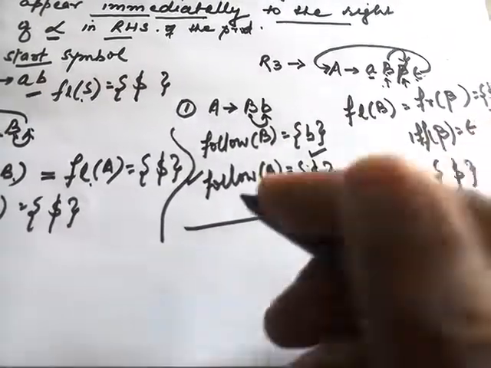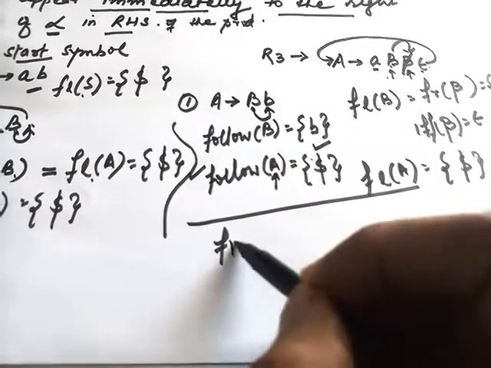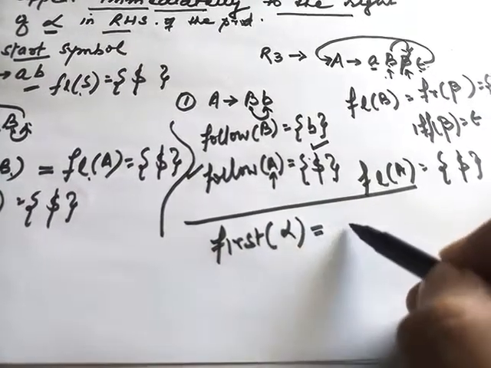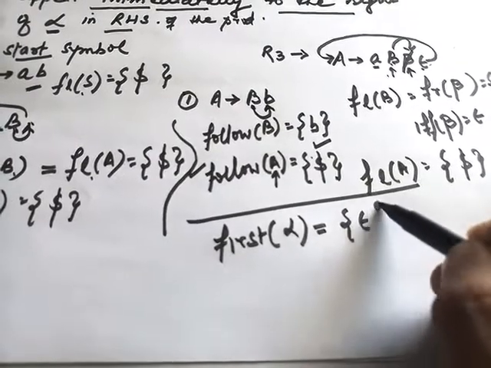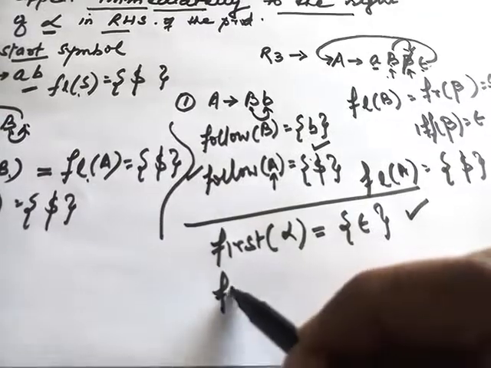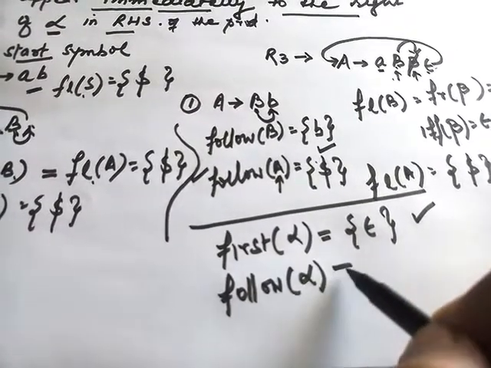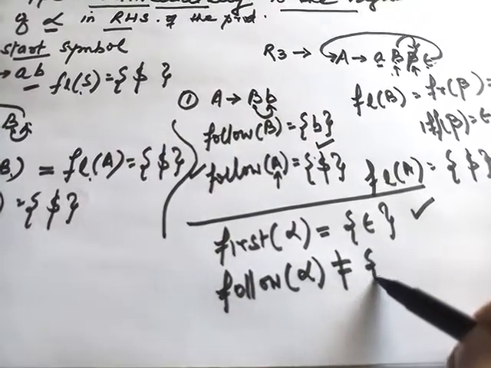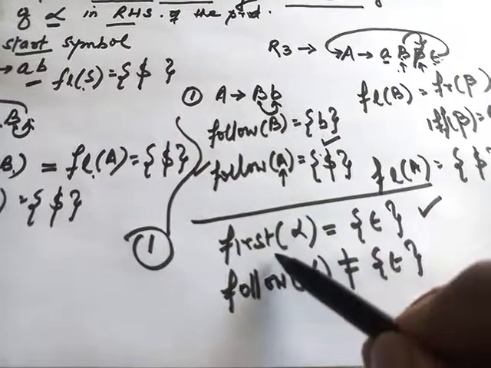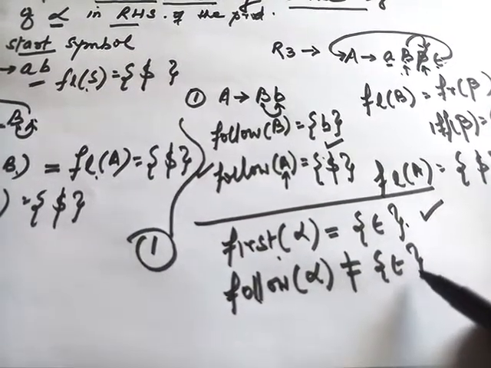You just remember the rule is that the first of a non-terminal may contain epsilon, but your follow of alpha does not have epsilon. This is rule number 1. The first may have epsilon and follow should not have epsilon.